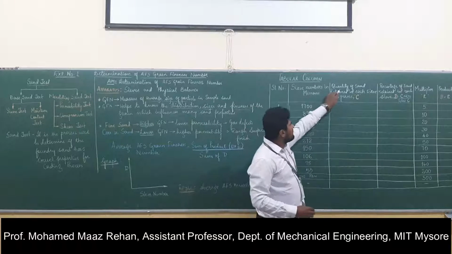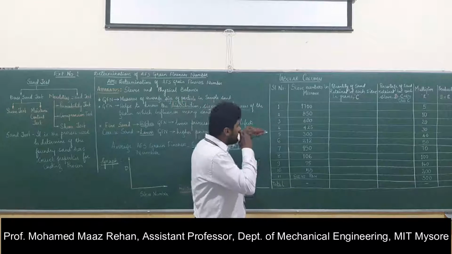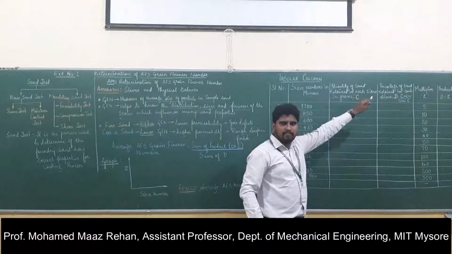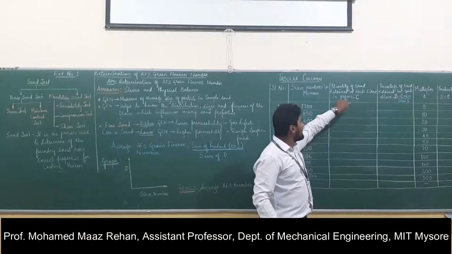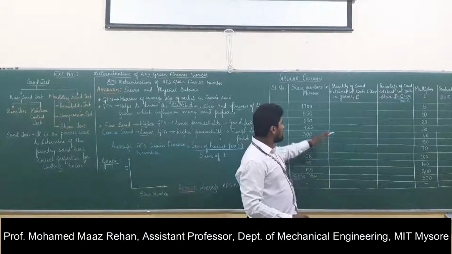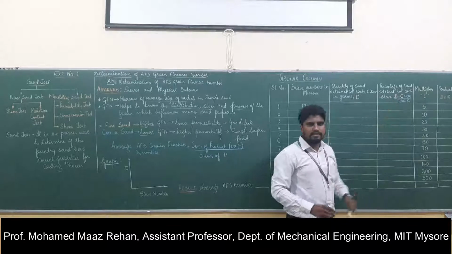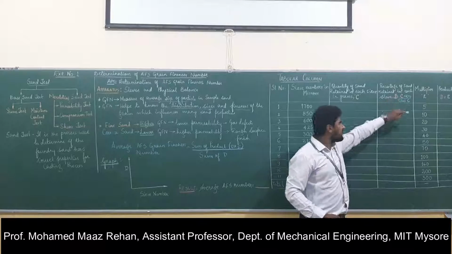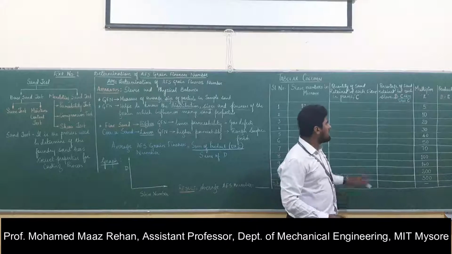So here we are going to measure with the help of a physical balance. The quantity of sand retained in each sieve, we are going to consider in grams, denoted by capital C. Next is the percentage of sand retained in each sieve, which we denote as capital D, which is equal to C into 100 divided by the sum of all C, that is total C.